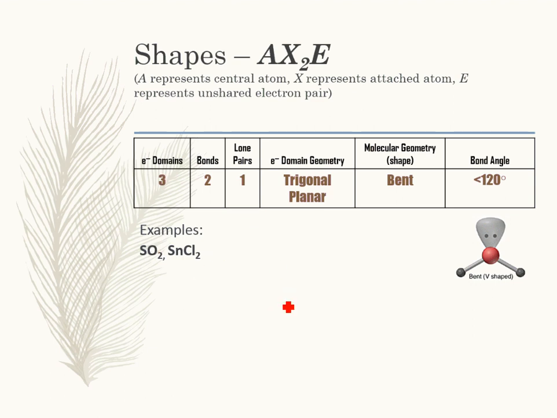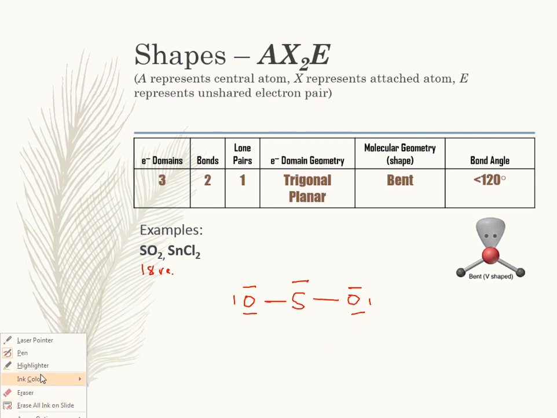So let's do sulfur dioxide. In sulfur dioxide, we have 18 valence electrons to work with. So we're going to central sulfur, single bond each oxygen. 4, 6, 8, 10, 12, 14, 16, 18. And we have an issue there with sulfur, so we're going to need to take an electron pair from oxygen, either one, doesn't matter which, and form a double bond here.